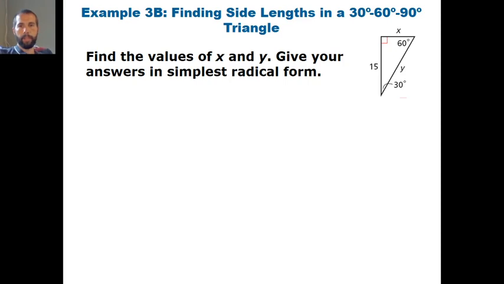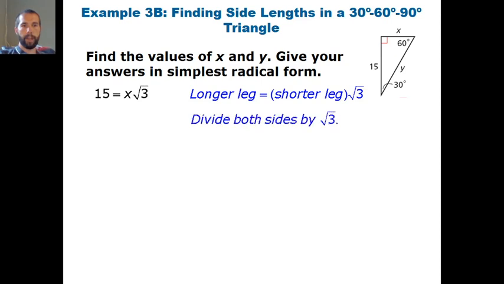All right, the next example, they give us the side that's across from the 60-degree angle, which is considered the long leg. If you have the long leg, the only place you can go from there is to the short leg. The rule is, if you have the long leg and you want the short leg, you divide by the square root of 3. So the long leg equals the short leg times the square root of 3. So we divide by the square root of 3, and we get 15 over the square root of 3.